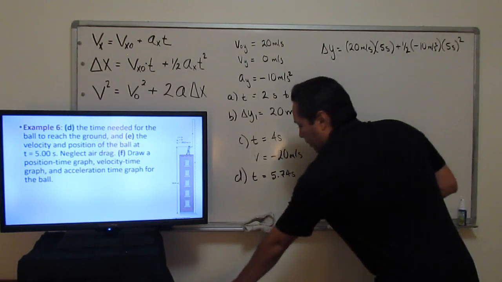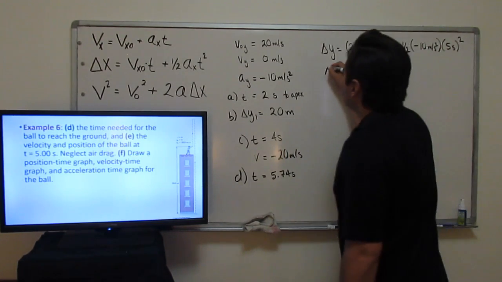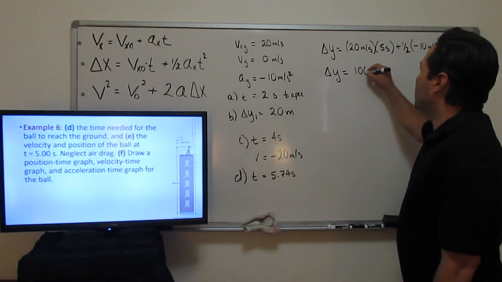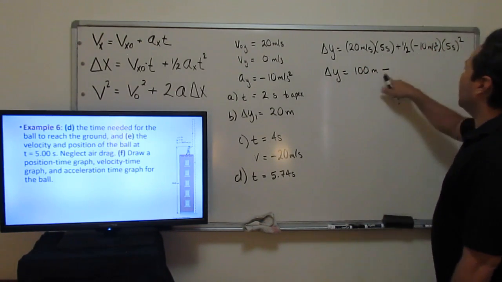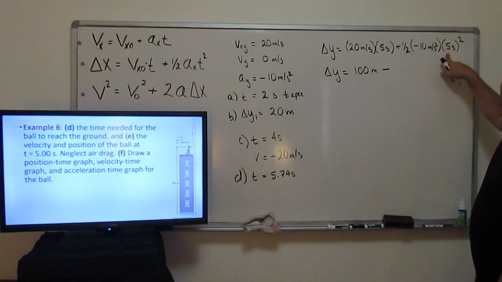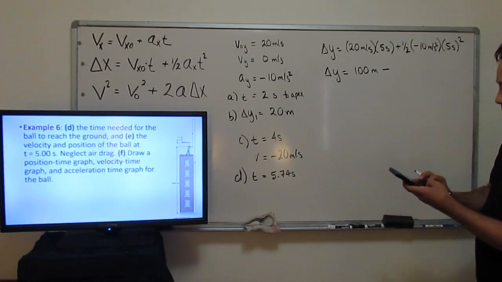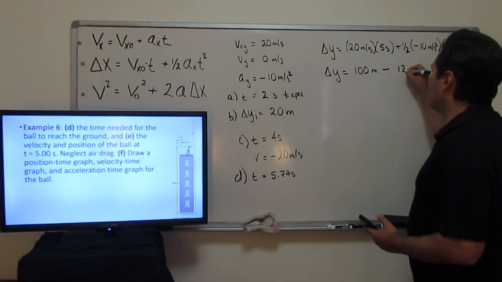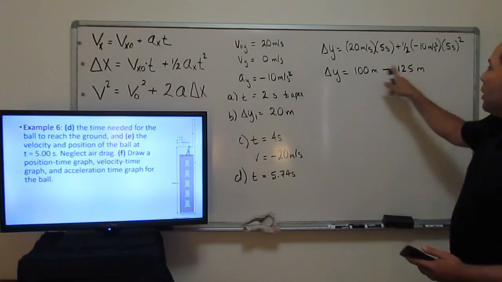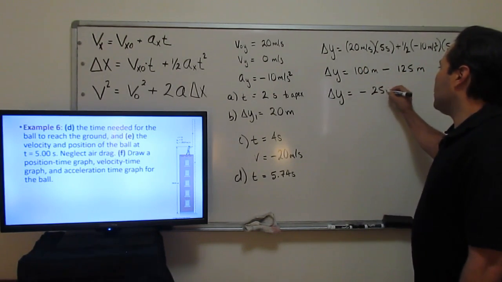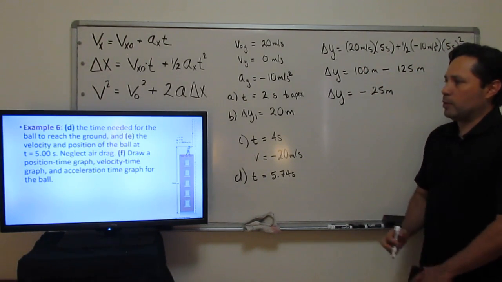So we go ahead and get our calculator, start plugging in. 20 times 5, that'll give us 100 meters. And the negative, that's going to end up giving us a negative right there. 5 times 5 is 25. So, I'm going to need my calculator for this. 125 meters. Alright, and we subtract, so we end up with negative 25 meters. Alright, what does a negative 25 meters mean?